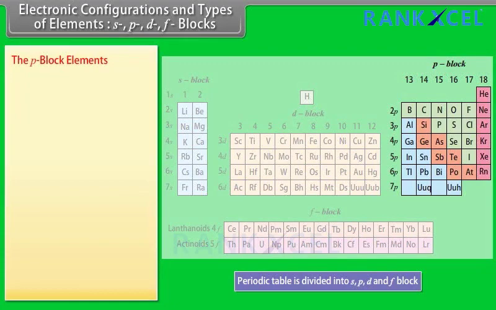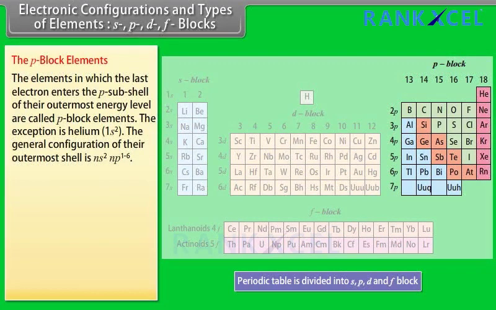The P block elements. The elements in which the last electron enters the P subshell of their outermost energy level are called P block elements.